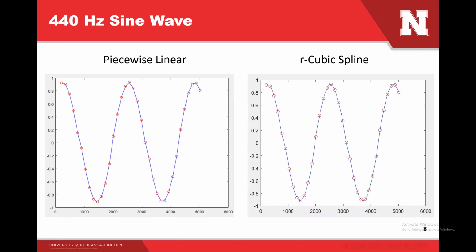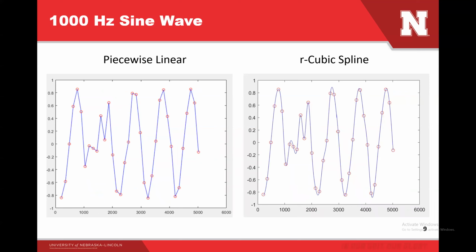So here we can look at the two methods being used to interpolate over a 440 hertz sine that was being outputted on the board. If you look at the top middle of the piecewise linear, you can see that they are straight lines that can be pretty rough, when we know that a sine wave is pretty smooth as it's going around the curve. But if we look to the right here at the R-cubic spline, it's very evident that the spline function does an excellent job of smoothing out the curves as the values move on.